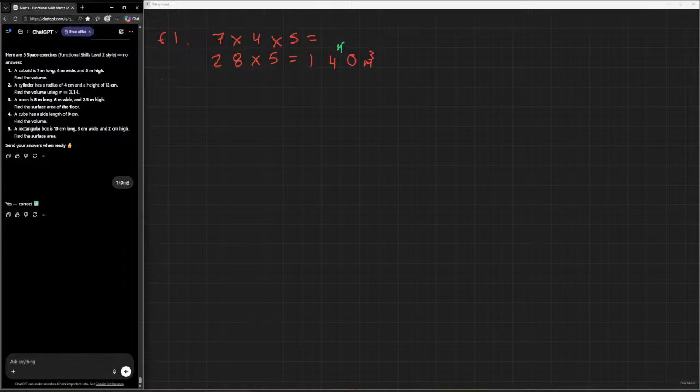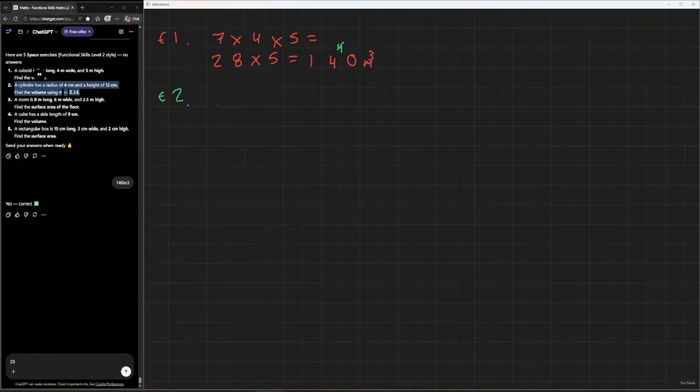Alright, question 2. Maybe on the question it's better if I highlight with a different color. So question 2. Alright, so a cylinder has a radius of 4 and a height of 12. Find the volume. So find the volume.